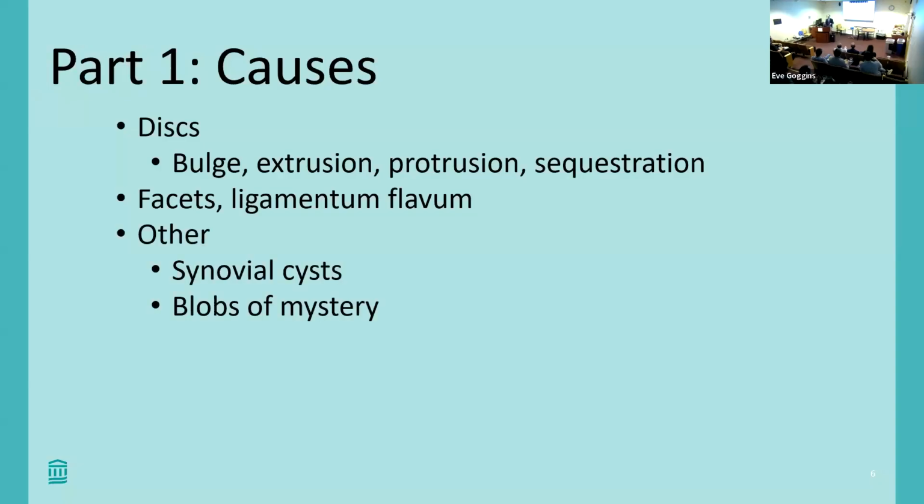And then other things, besides discs and facets, are going to be the synovial cyst, meaning a cyst related to the facet joint, or what I call blobs of mystery. Just something in the epidural space that's a blob that's not really connected to anything. The vast majority of these cases are going to be an extruded disc fragment, but sometimes you can't tell and you have to give contrast to see if it's some type of tumor.